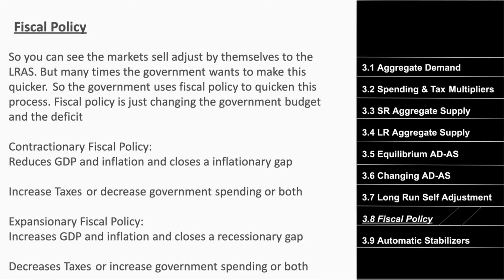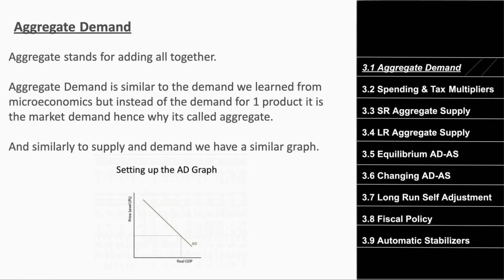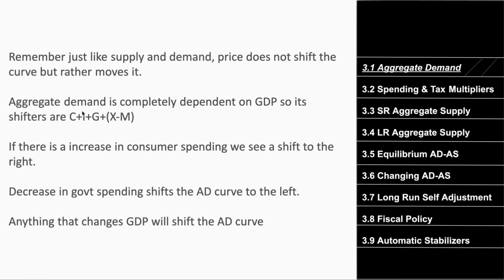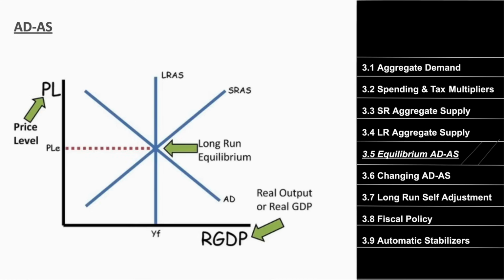But how exactly does the government do that? Well, fiscal policy is basically changing how much government spending is. Remember, all of this is dictated by the formula that we learned last unit, C plus I plus G plus X minus M. So the government changes the G. They influence the G. So how do they do this?